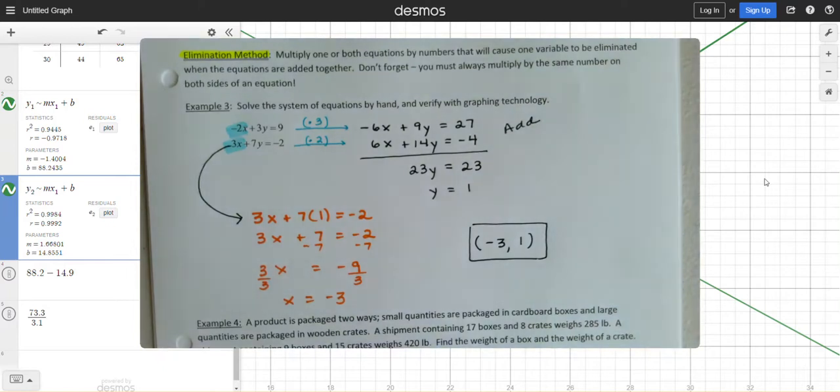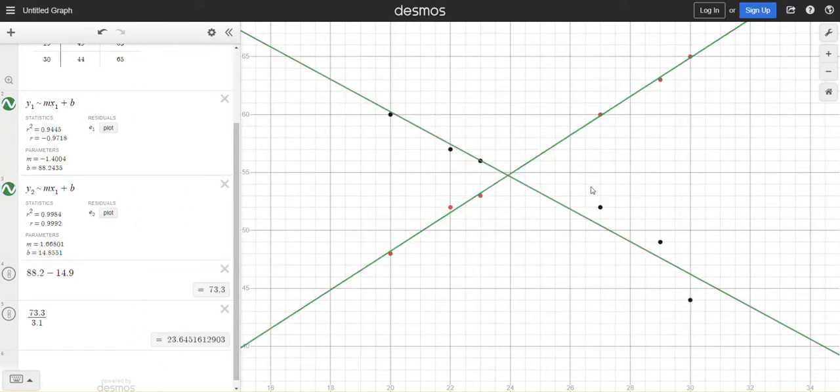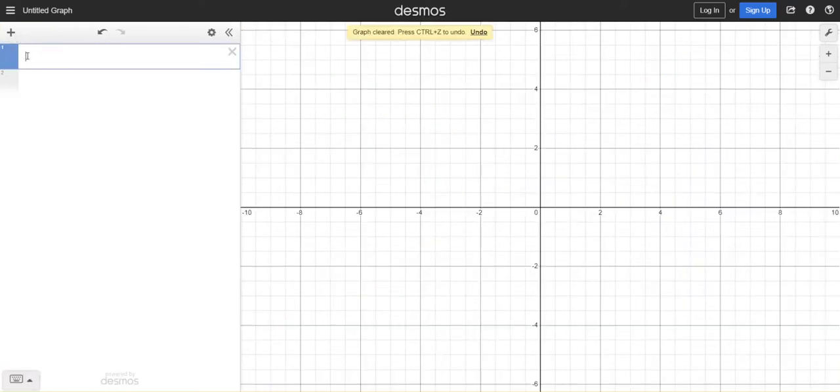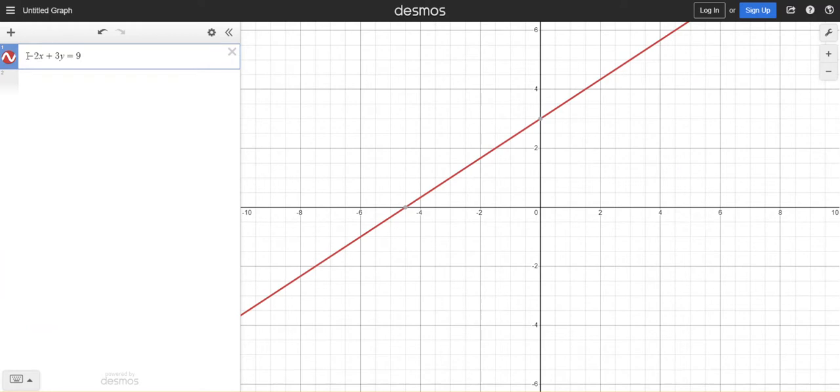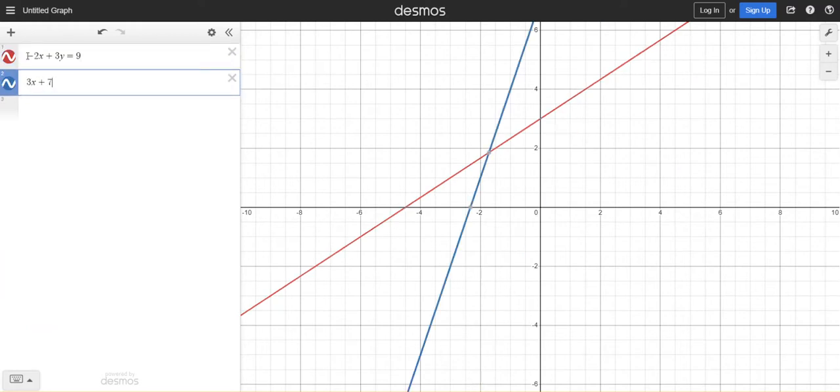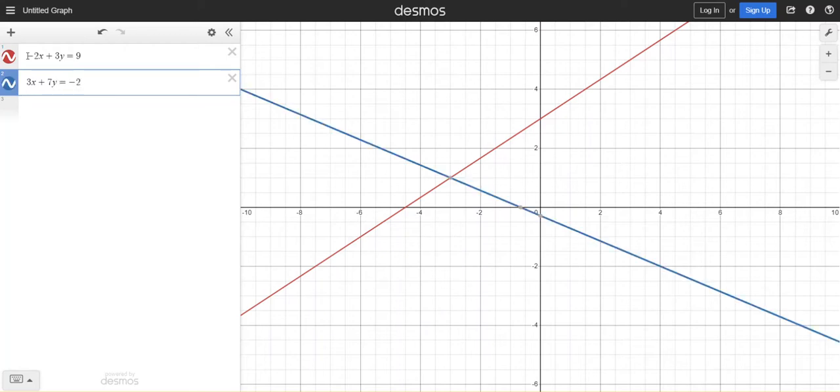All right, let's check and just make sure that we did everything correctly, and that really is where those two lines intersect. Again, I can type these in just the way they look. I don't have to solve them for x or y. One really nice thing about Desmos. Here's our intersection point, -3, 1, just as we predicted. It's the one point that's on both lines.